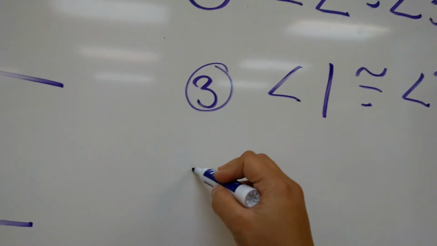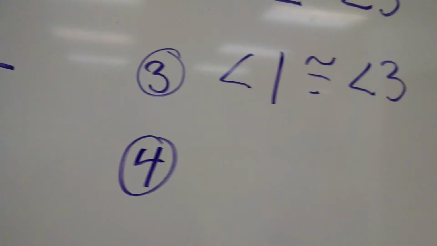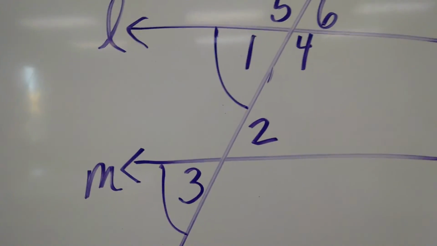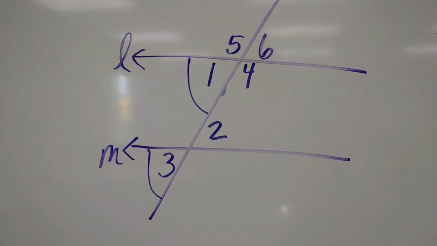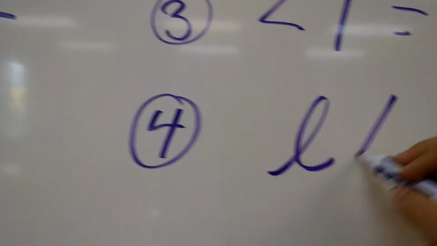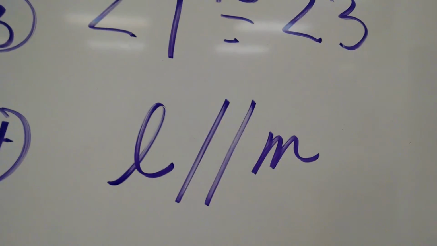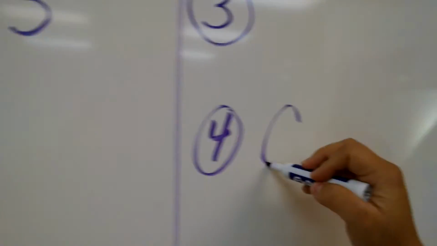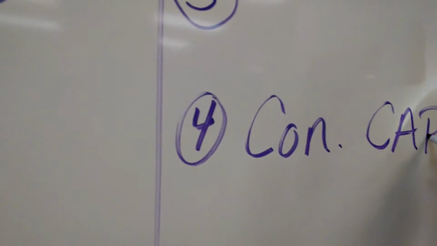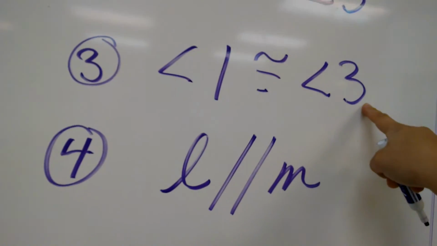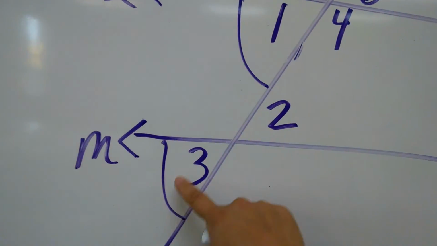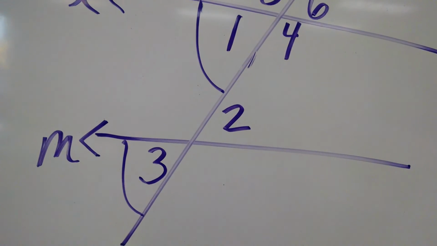Now step 4, well, now that I know that these are in fact congruent, I can say that my lines are parallel because of the converse. So I'm trying to prove that L is parallel to M, and this reason is by the converse of the corresponding angles postulate. If I have corresponding angles that are congruent, then my lines are parallel. So again, I have corresponding angles that are congruent, now my lines are parallel.